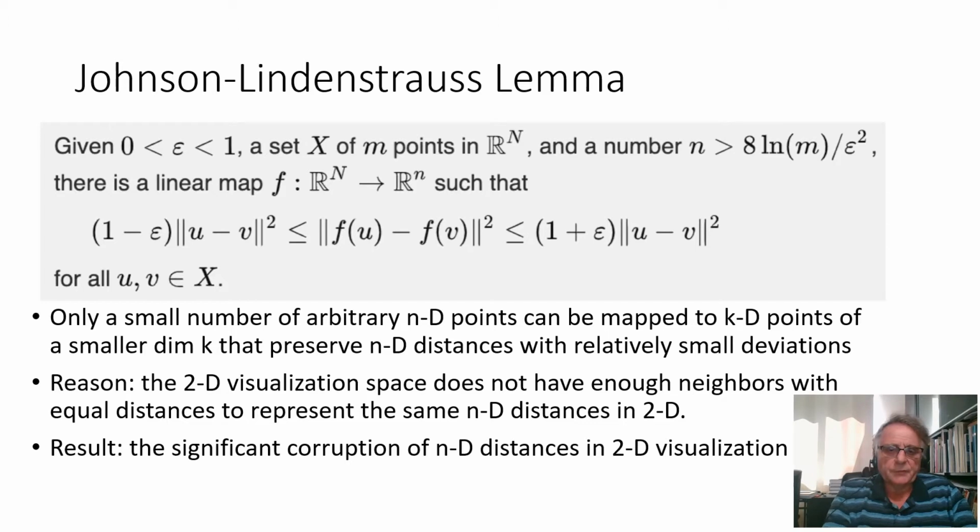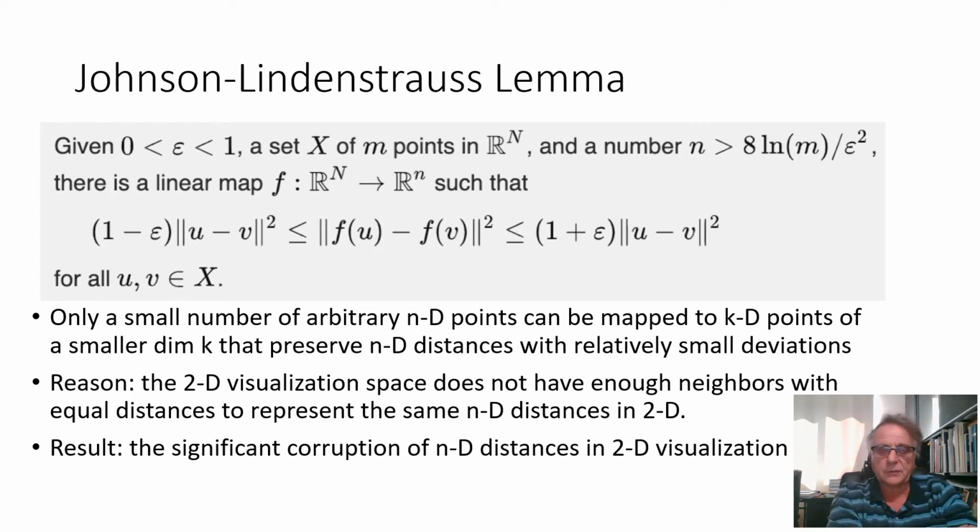To save time, and instead of going into formal details of this lemma, it actually tells us that only a small number of arbitrary ND points can be mapped to KD points of the smaller dimension k that preserve n distances with relatively small deviation. And the reason for this theorem is quite simple. 2D visualization space does not have enough neighbors with equal distances to represent the same ND distances in 2D. This results in significant corruption of ND distances in 2D visualization.